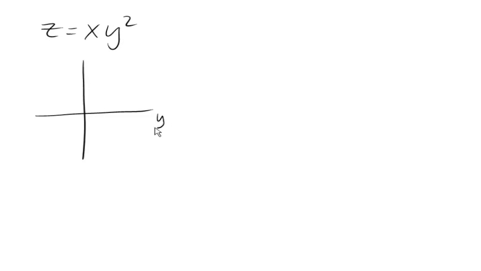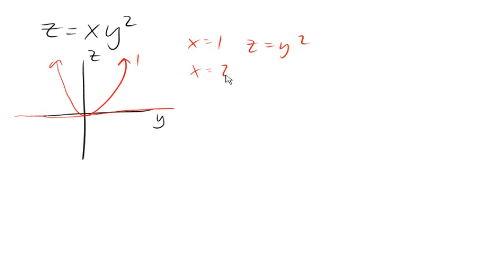So let's take a look at some traces again. Let's look at y and z. When x equals 0 here, we get an interesting case where z is going to equal 0, and we're just going to get a horizontal line. Now if x equals 1, then we're going to get z equals y squared, which is our basic parabola. If x is equal to 2, now we're going to get 2y squared. Now this is a vertical stretch of this parabola, so we're going to get a steeper looking parabola here where y is 2.